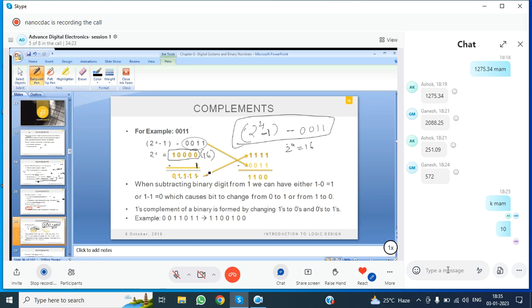Whatever the digits of 1111, from that again, whatever the digit n is there, this is n, this digit you are subtracting. 1 minus 1 is 0, 1 minus 1 is 0, 1 minus 0 is 1, 1 minus 0 is 1. So finally you are getting this one.